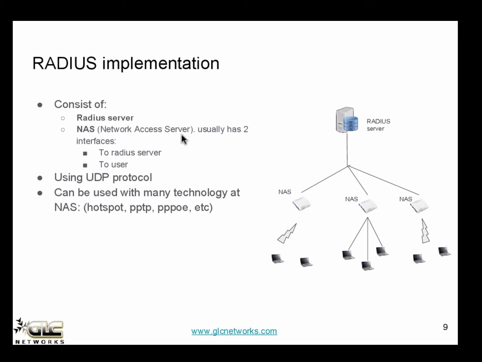Usually NAS has two interfaces. The first interface goes to the Radius server, and then the second interface goes to the user. So this is a NAS, network access server. The first interface goes to the Radius server here, and the second interface goes to the user.